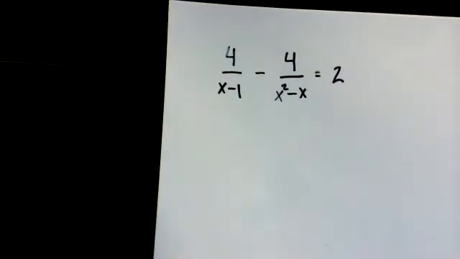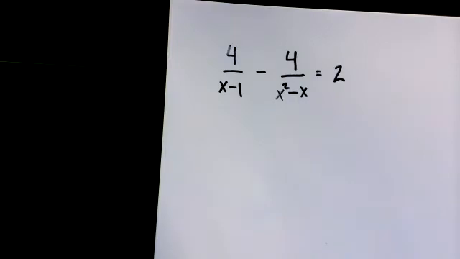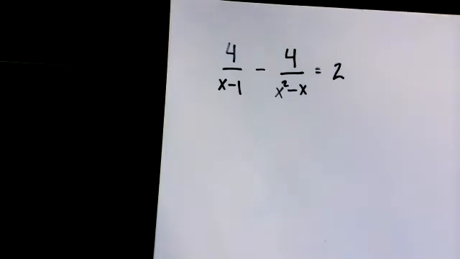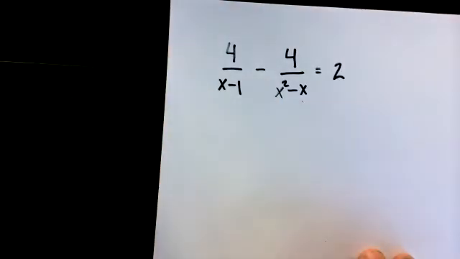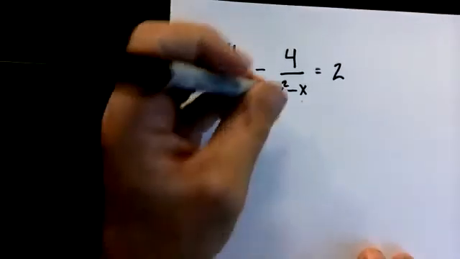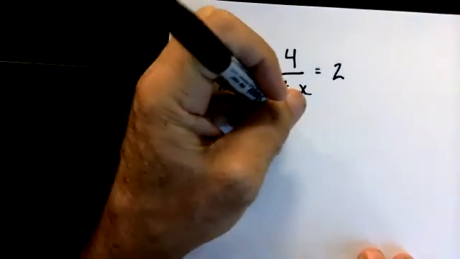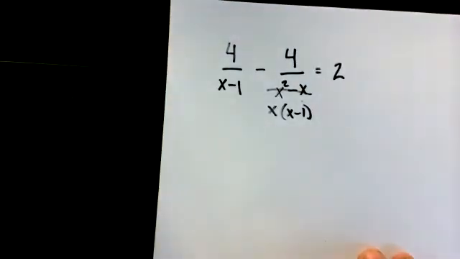4 over x minus 1 minus 4 over x squared minus x equals 2. Again, to help find the common denominator, it's going to be helpful to factor if we can. X minus 1 does not factor, but x squared and x both have a common factor, so that's nice. We can factor this into x times x minus 1.